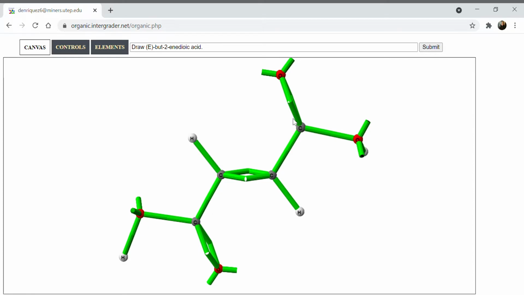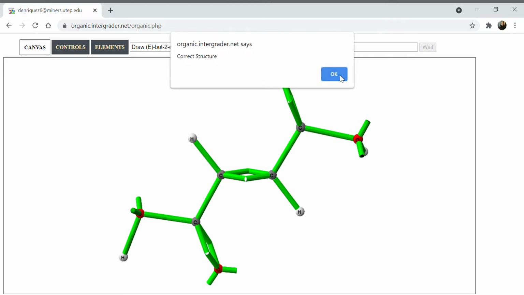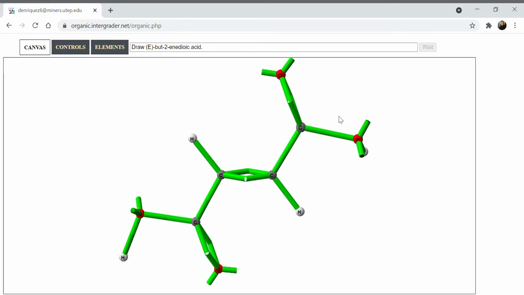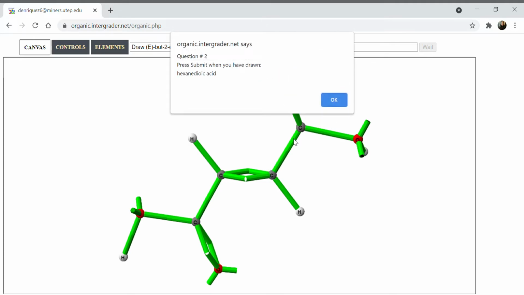And for this homework, like he said in his video, just have a notebook and write down the different names. I think the other name for this is just trans-but-2-enedioic acid. And then Google is going to be our best friend on this homework. I had to Google a lot of the simple names. The systematic names are easy, but it's the other ones that are kind of confusing.